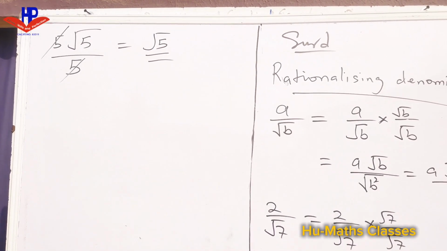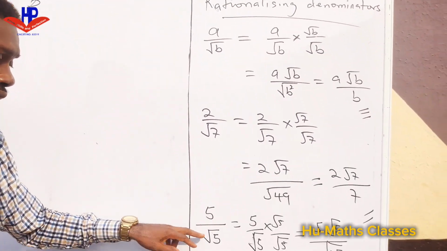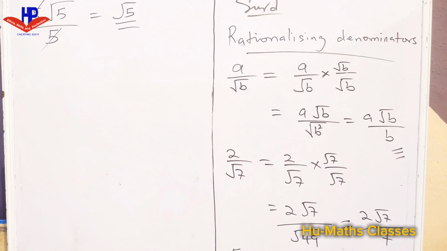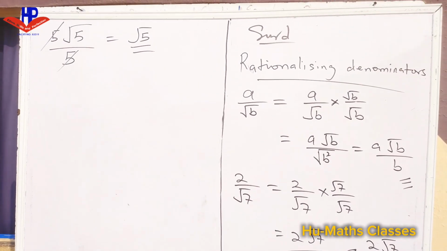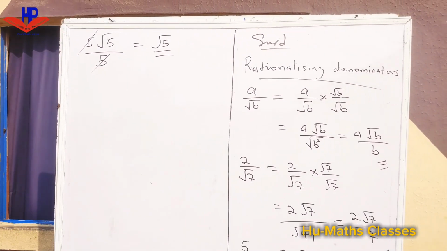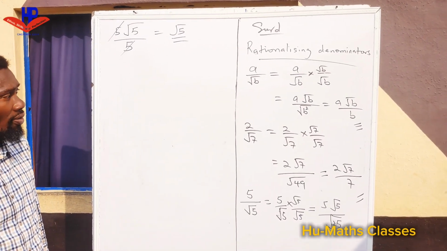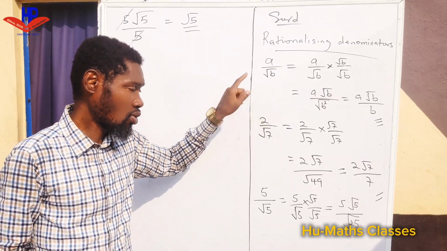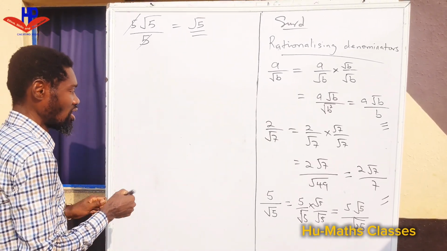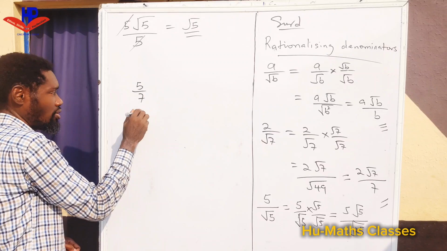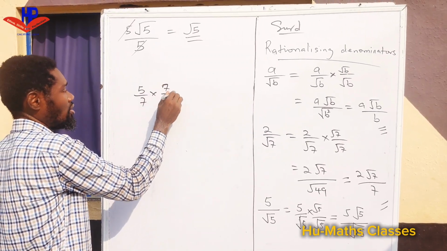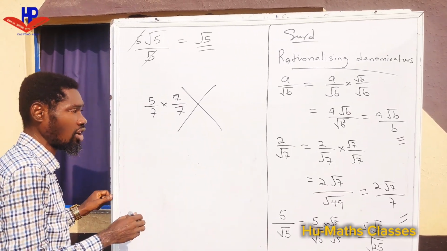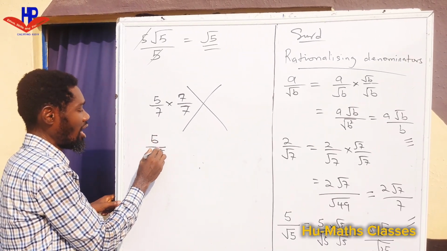So if you rationalize 5 over root 5, you have the final result as root 5. So if you're asked to rationalize the denominators of a surd, that is how you go about it. And you only do that when the denominator is a surd, not when it is an ordinary number. You cannot rationalize 5 over 7 by saying times 7 over 7. You don't do that. You're wrong here. You only do that if the denominator is a surd, like 5 over root 7.